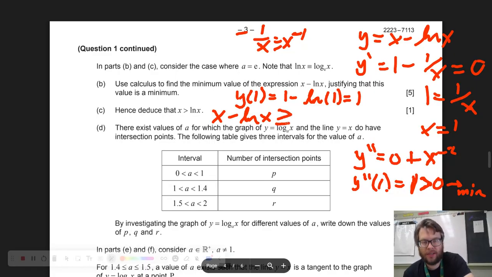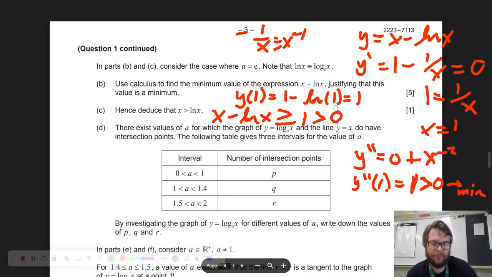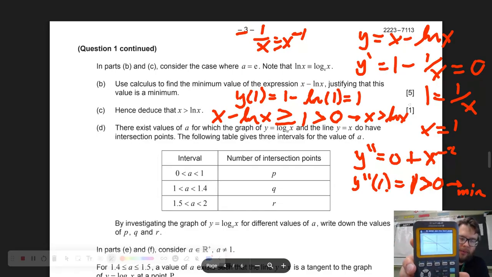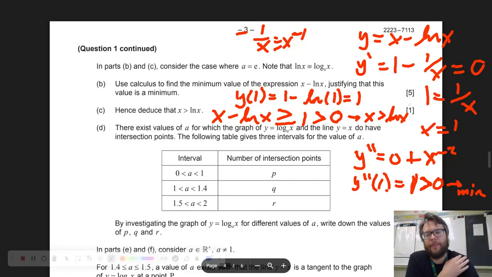That means that x minus ln x is greater than or equal to 1, and that means x minus ln x is strictly greater than 0. If you add ln x to both sides, x is greater than natural log of x. By the way, if you look at your graph here, you can see that y equals x is always above either of the logs that I typed in. That's a visual way of confirming it.